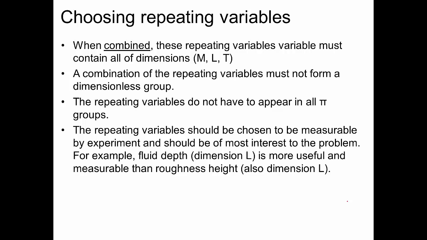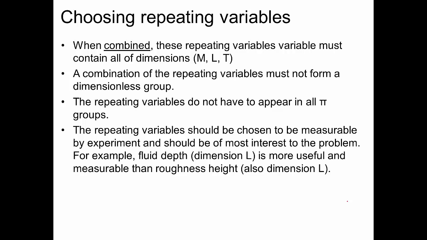They can't form a dimensionless group on their own, because if they do, then we'll find that our pi groups will have some dimension once we've done the analysis. So that's not particularly helpful. The repeating variables don't have to appear in all pi groups. We put them in each time, but sometimes the Buckingham PI method means that some of them disappear. So actually the variables are raised to the power of 0 and they disappear out of the final equation, which is fine. That does happen. And finally, the repeating variable should be something that's nice and easy to measure by experiment.